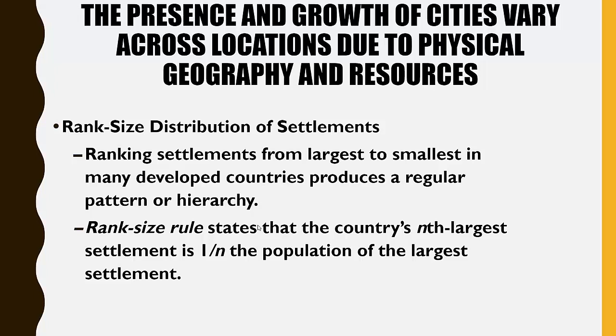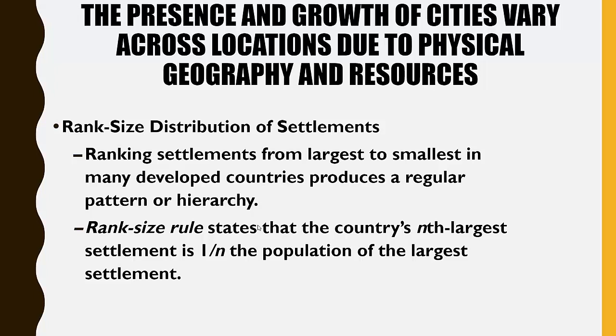And the rule is this: the country's nth largest settlement is 1 over n the population of the largest settlement. So the second largest settlement is half the size of the largest. The third largest settlement in the country is 1/3 the size of the largest. The 10th largest settlement in a country is usually 1/10 the size of the largest city or settlement.